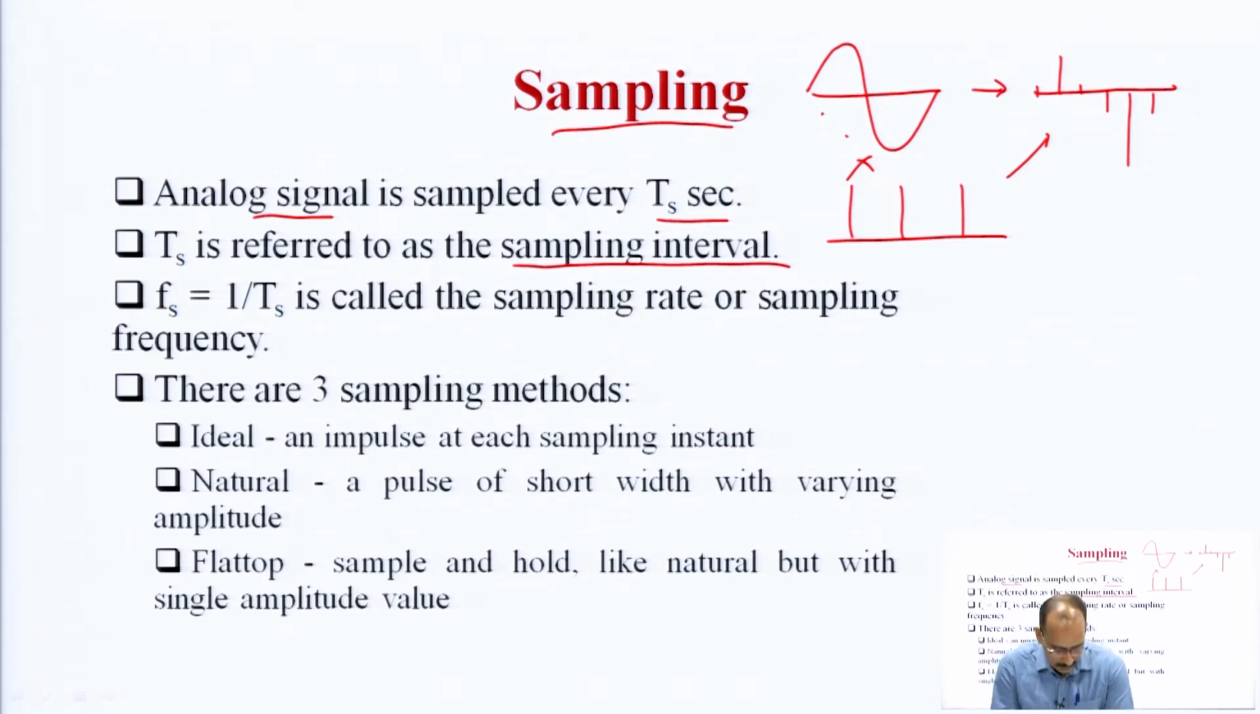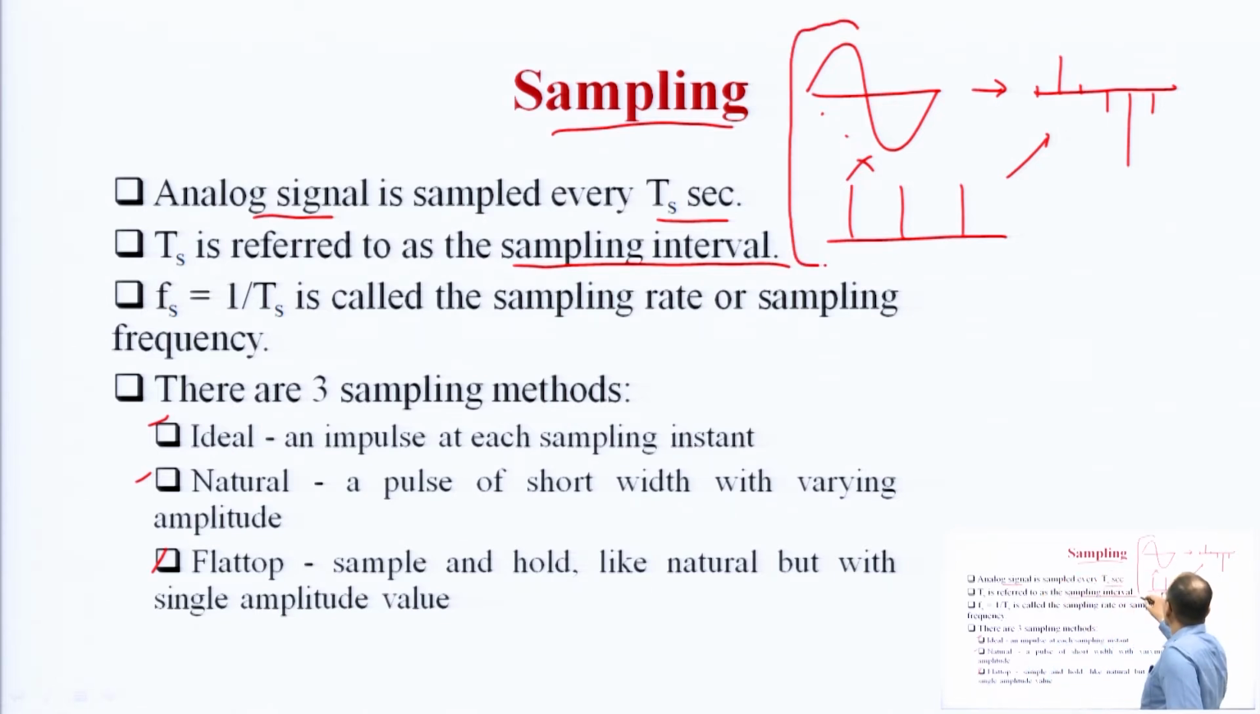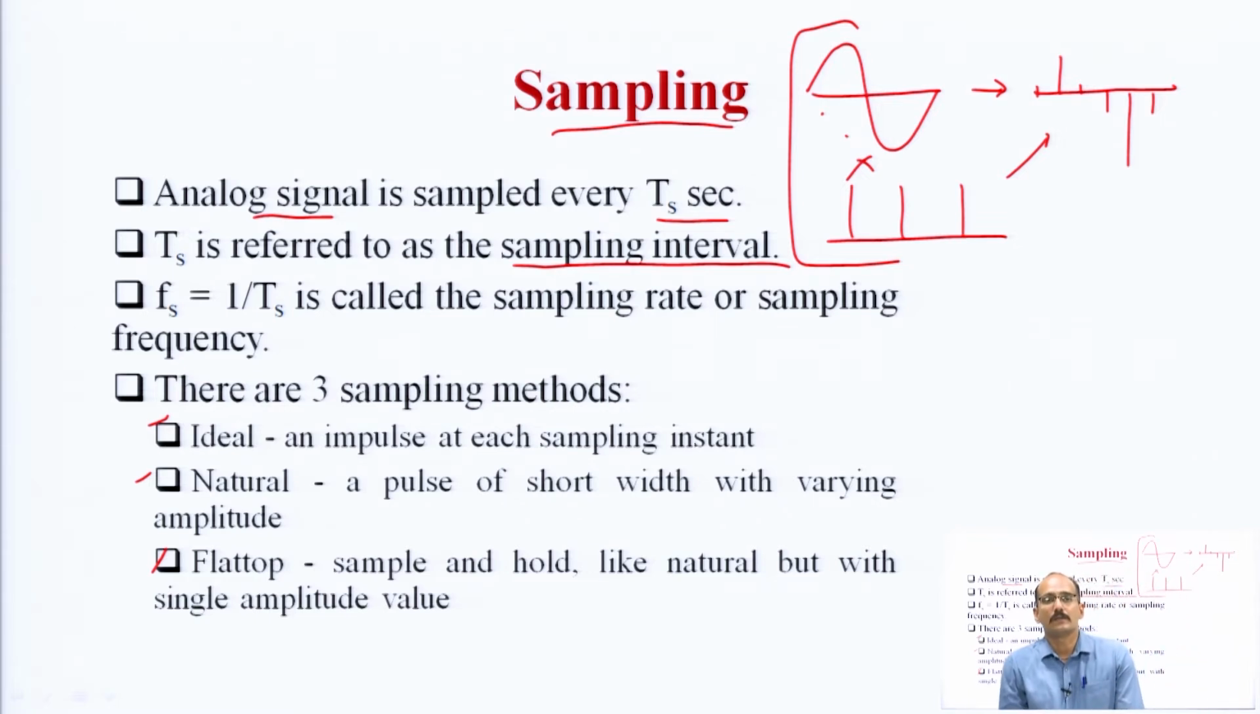So, on this basic phenomena of sampling, there are three basic sampling methods. These three sampling methods are ideal sampling, natural sampling and flat top sampling. When we are talking about the ideal sampling, this is done by using an impulse signal, means unit impulse signal.